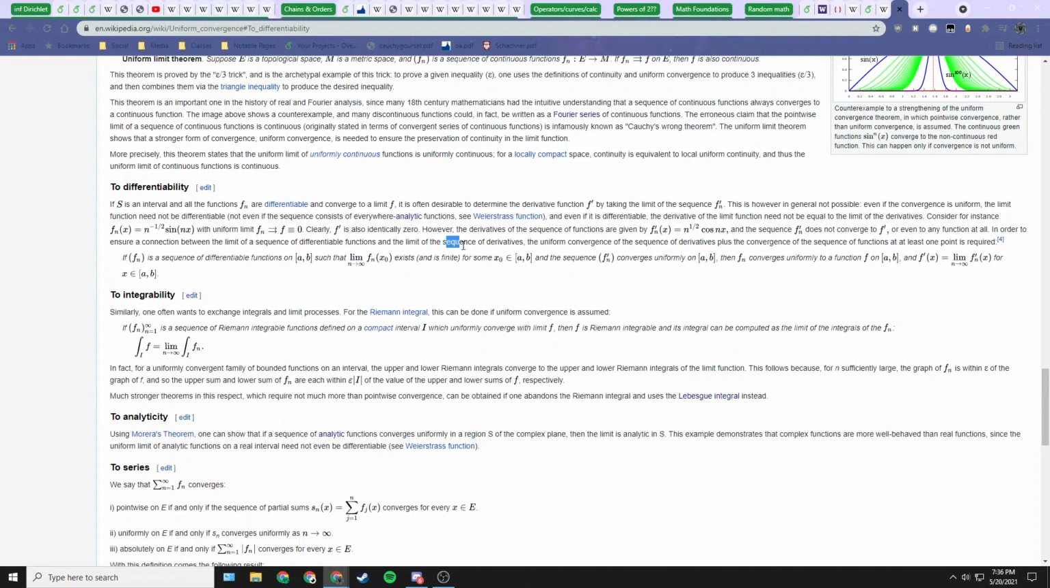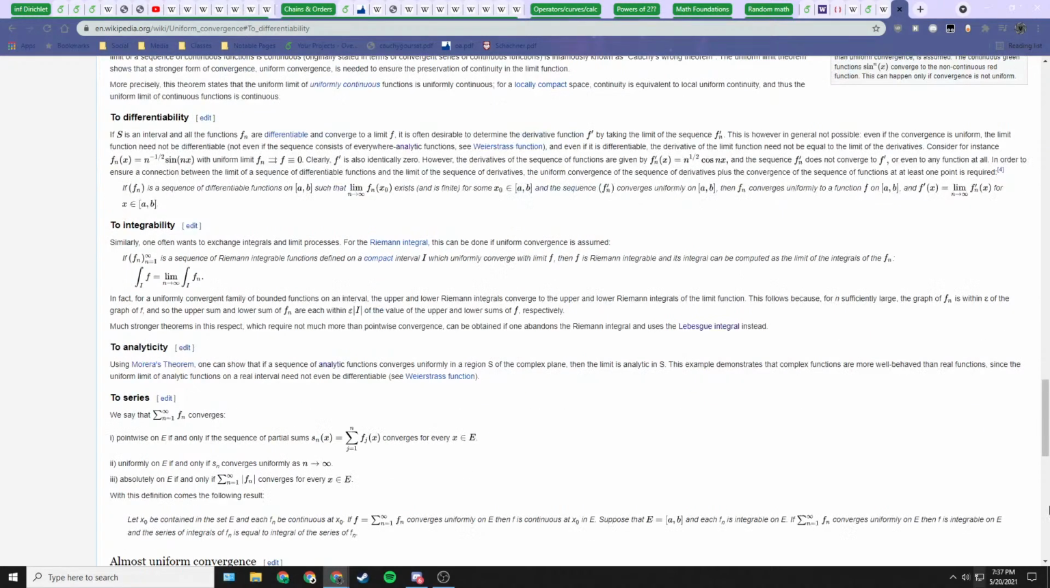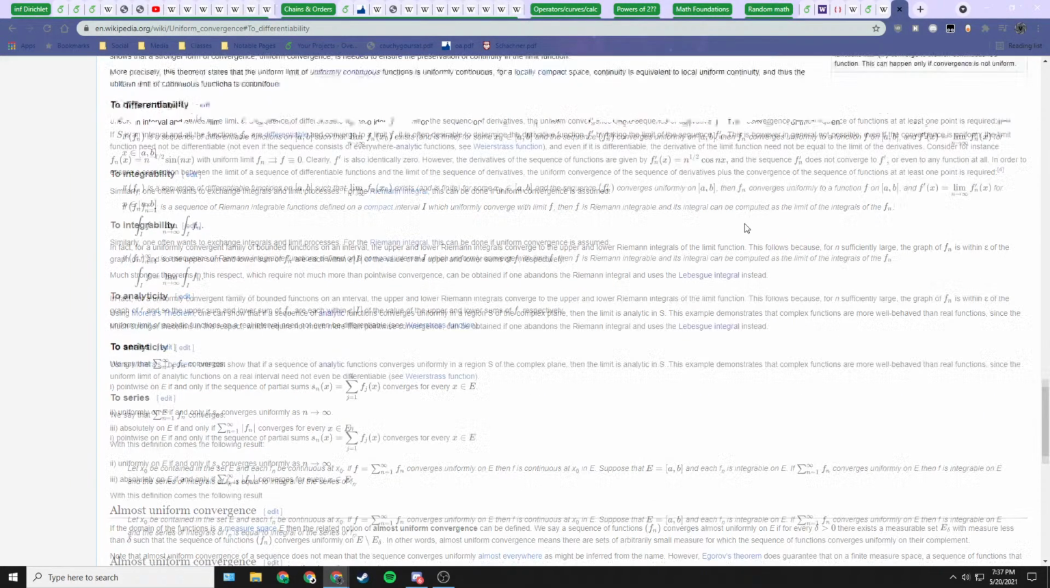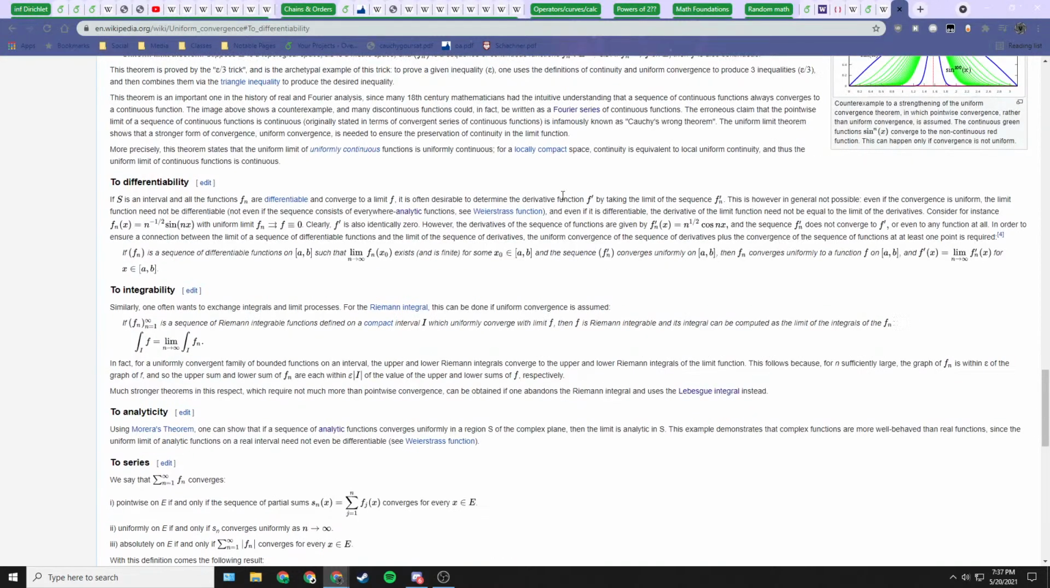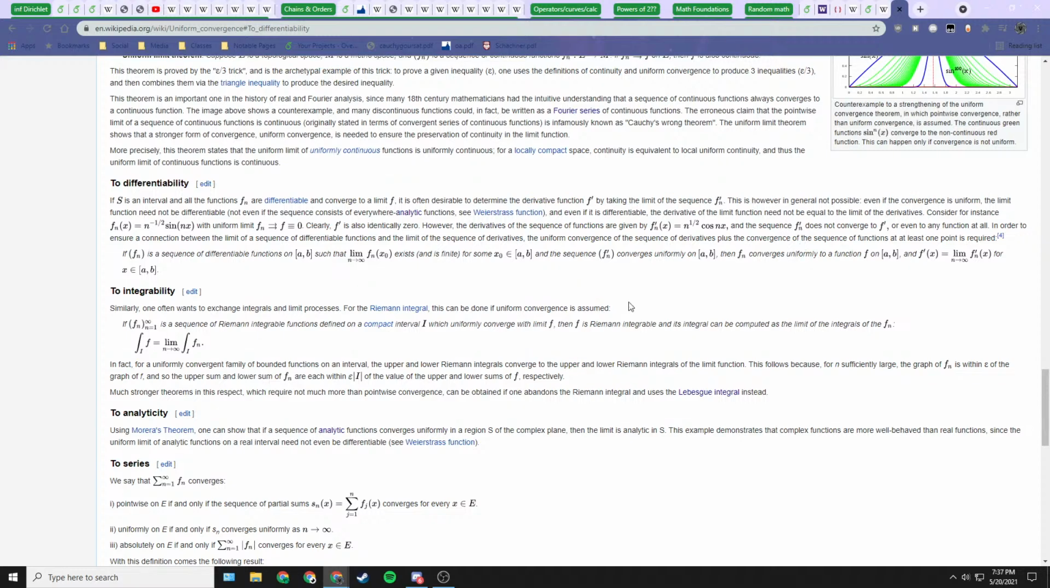So the limit of the sequence of derivatives, uniform convergence of the sequence of derivatives, plus the convergence of the sequence of functions at least at one point. So in order to ensure a connection between the limit of a sequence of differentiable functions and the limit of the sequence of derivatives, we need the uniform convergence of the sequence of derivatives, plus the convergence of the sequence of functions.